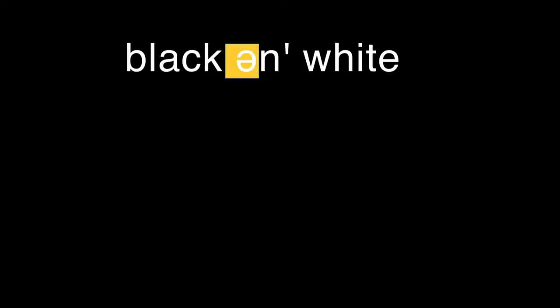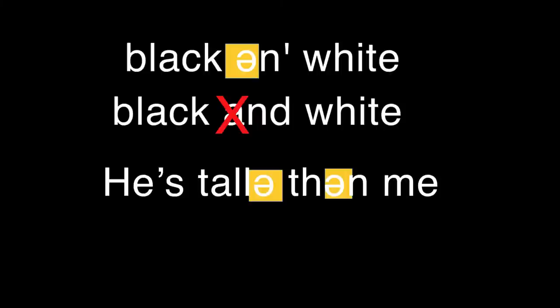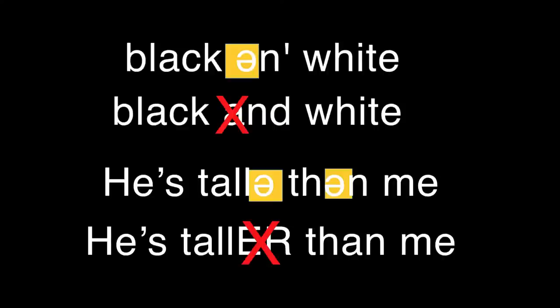The schwa sound is one of the most common sounds in the English language. Listen out for it in everyday English conversation. It's used instead of the vowel sound in unstressed words and in unstressed syllables, like this. Black and white, not black and white. He's taller than me, not he's taller than me. He's taller than me. Can you hear it?